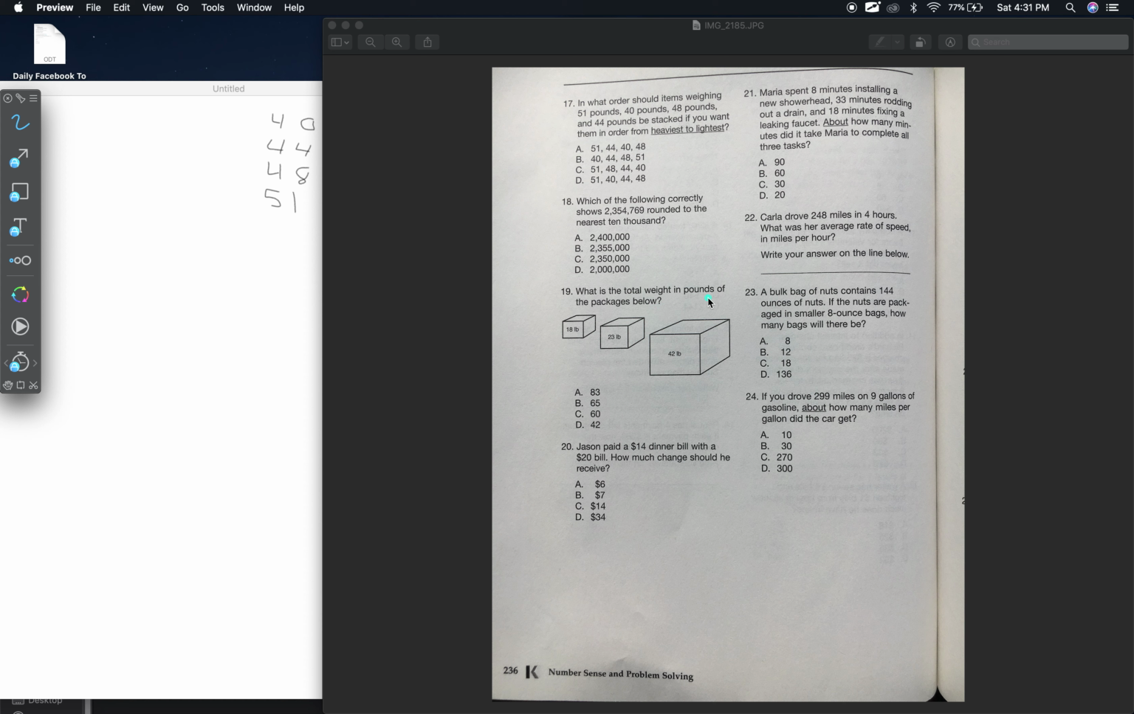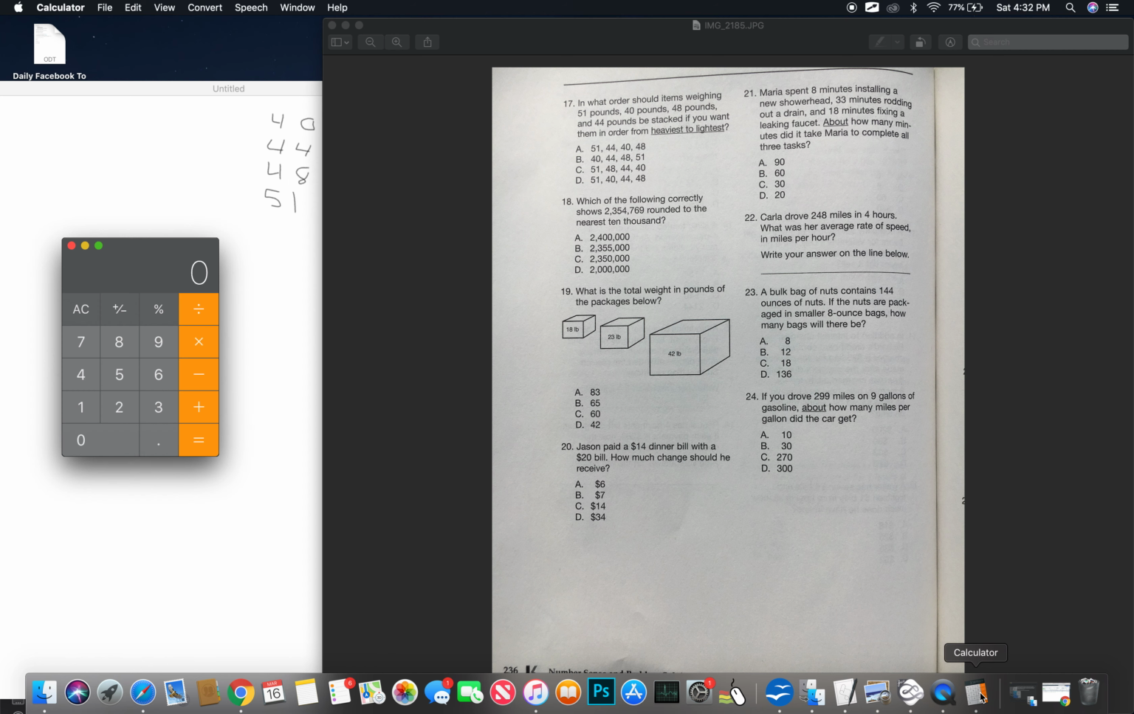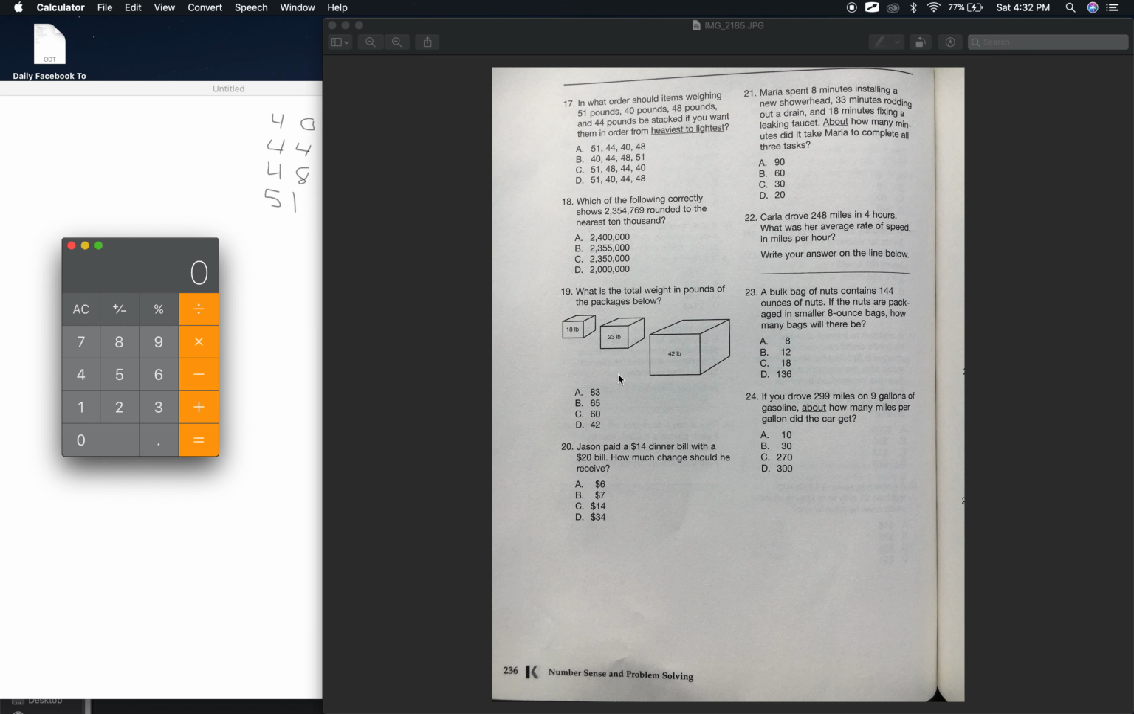What is the total weight in pounds of the packages below? Let's see. Does anybody know? First of all, let me find my calculator. To find the total weight of something, we need to add all these together. So with the calculator, since we're allowed to use it, 42 plus 23 pounds plus 18 pounds equals 83. Voila, A is your answer.